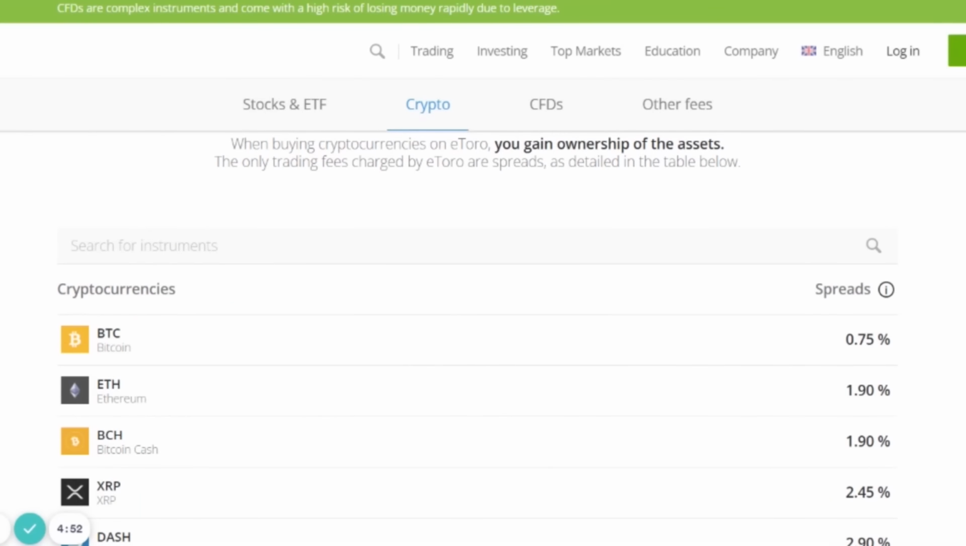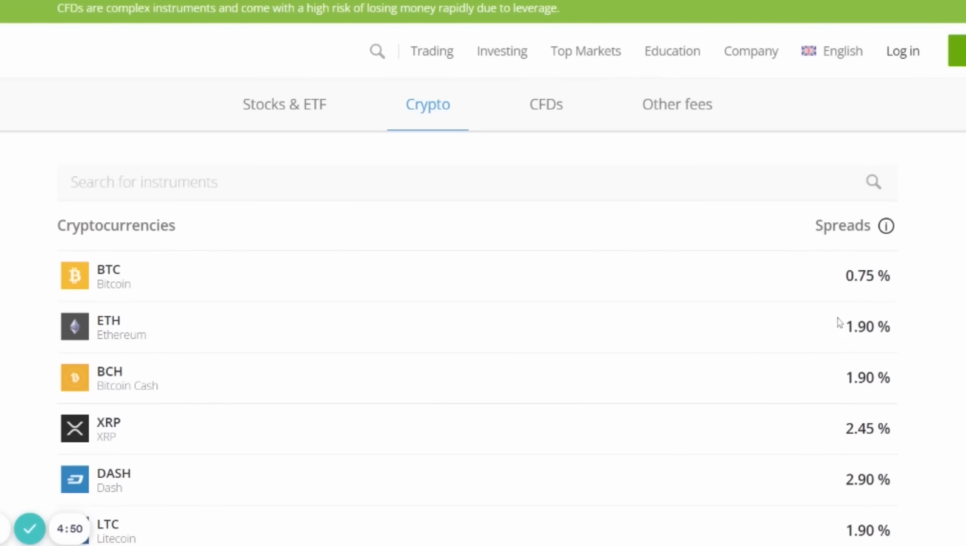Make too many trades and this 0.22% might begin to make a sizable difference to your profitability, since every time you trade you have to pay this price. Trading crypto on Etoro is a little higher. Take a look at this chart. Trading Bitcoin, for example, you would need to surpass 0.75% before you make any profit due to the spread.